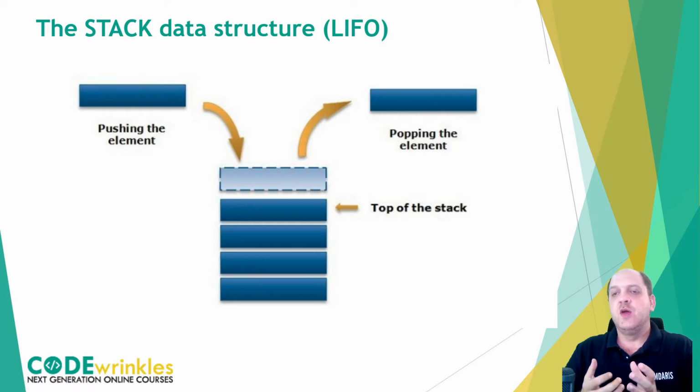And of course, when it comes to C# and .NET, we have methods on the stack class that help us to achieve exactly this type of behavior. So when we want to grow the stack, we add something on the top. And when we want to shrink the stack and take something out, it will always be the element that is on the top of the stack. This is the main characteristic of a stack data structure.